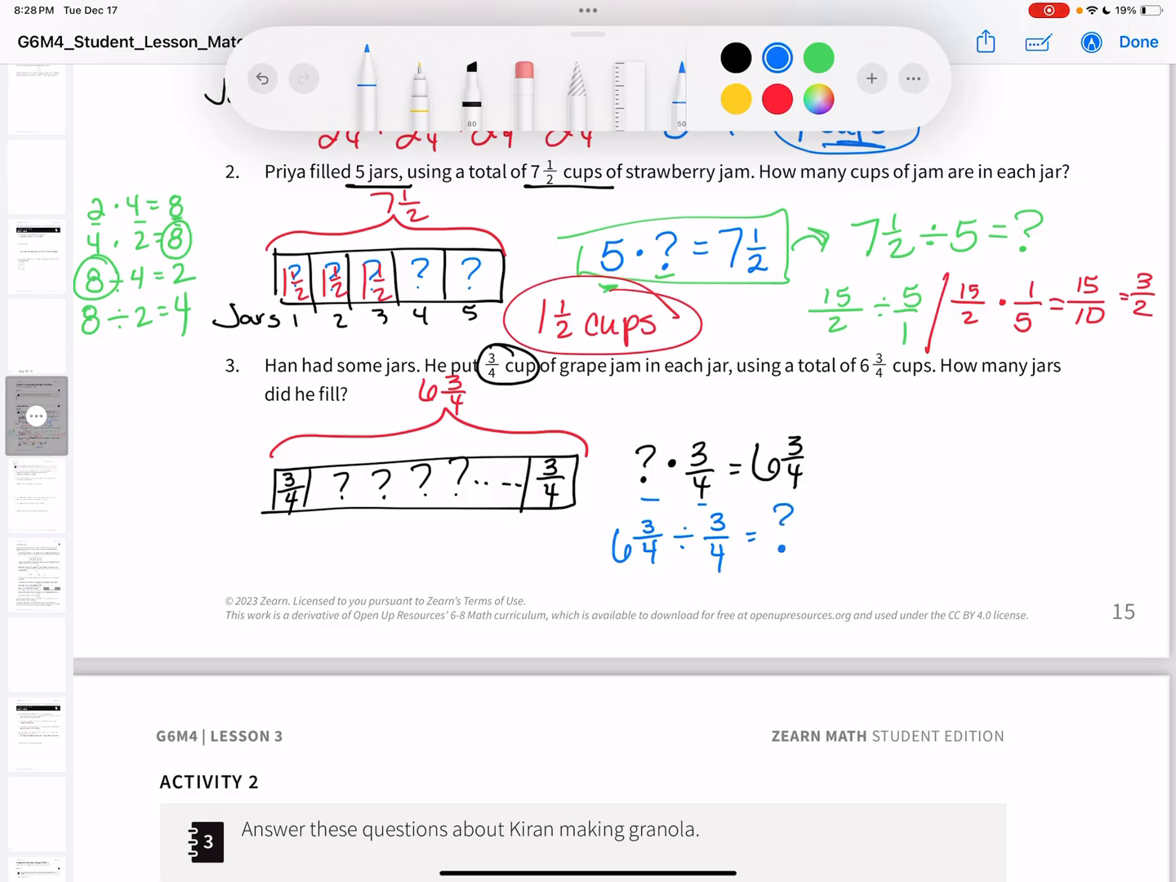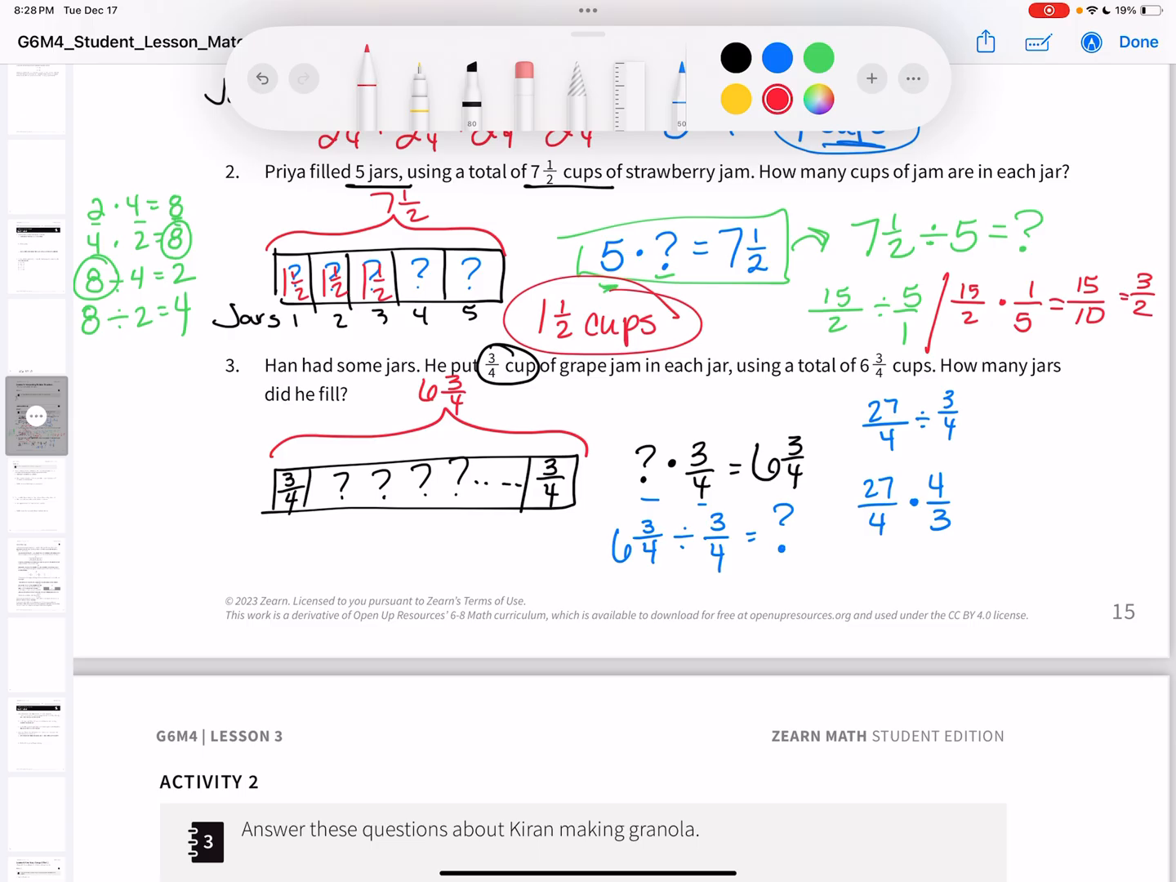Now, in order to work this, I have to turn 6 3/4 into an improper fraction. So 6 times 4 is 24, plus 3 is 27. So we have 27/4 divided by 3/4, and we keep 27/4. We change to multiplication, and we flip. I am going to cross reduce.